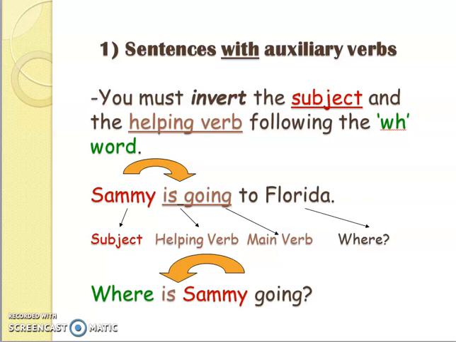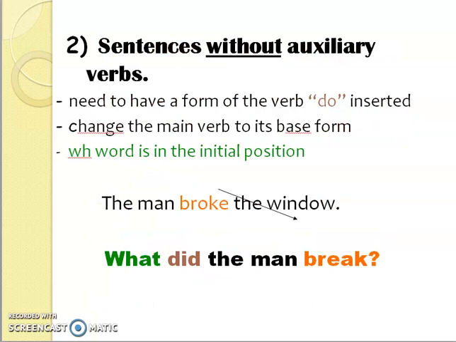Sentences with auxiliary verbs. You must invert the subject and the helping verb following the WH word. Sammy is going to Florida. Sammy is the subject here. Is is a helping verb, an auxiliary verb, and going is the main verb here. And Florida, where? So we should use the question word where, as it is a place. Where is Sammy going?